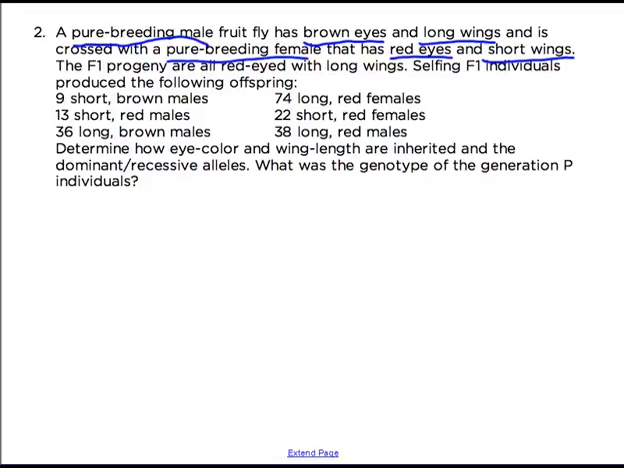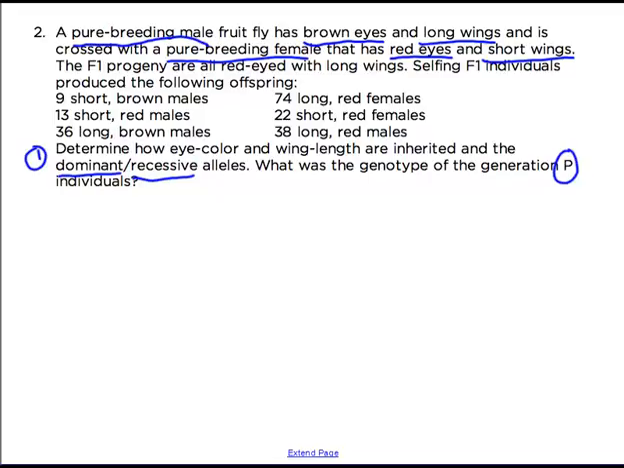So really what they want to know, 1, how is eye color and wing length inherited? They're 2 separate traits, and when they say how are they inherited, they basically mean, are they autosomal or are they sex linked? And furthermore, even if they didn't write this, that probably implies that they want to know which is dominant and which is recessive. And lastly, what was the genotype of the original Generation P individuals? Because we know the phenotype of them, that's what they told us.